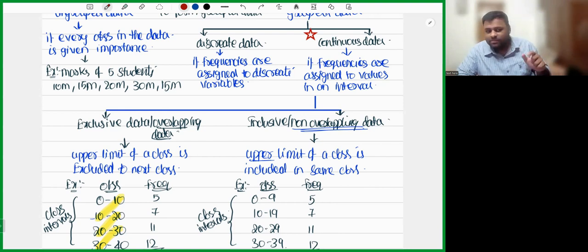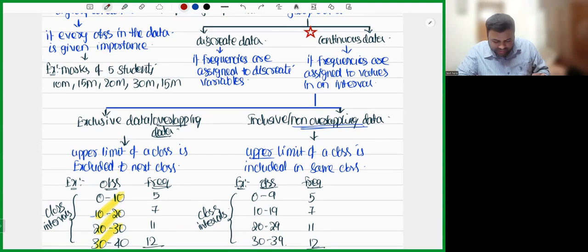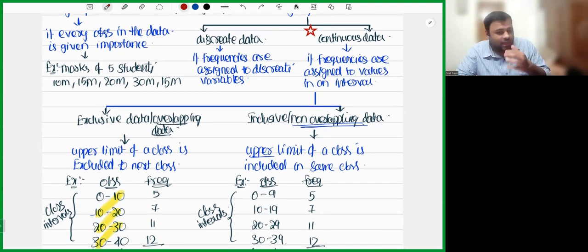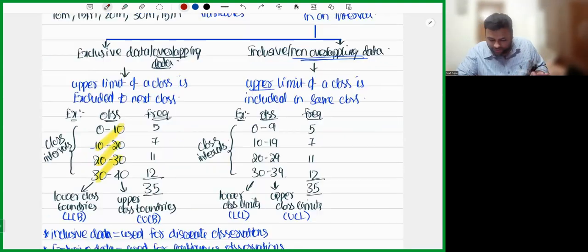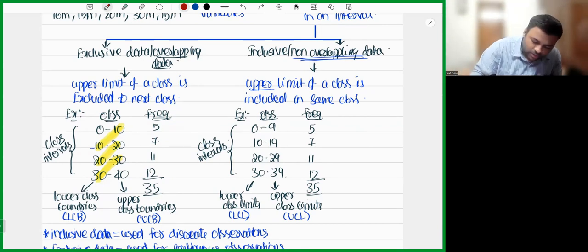So how many types of continuous data do we have? Two types: one is exclusive data and one is inclusive data. Exclusive data is also called overlapping data. Inclusive data is also called non-overlapping data. Just see the example, then I'll tell you how inclusive data and exclusive data are developed. First, exclusive data or overlapping data.